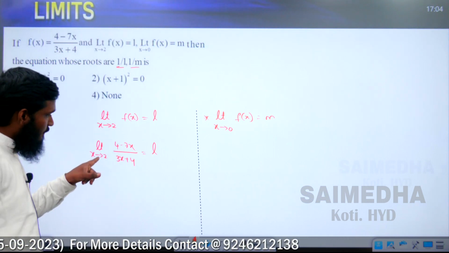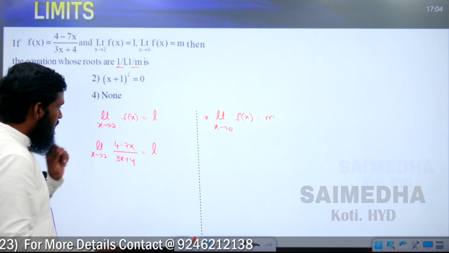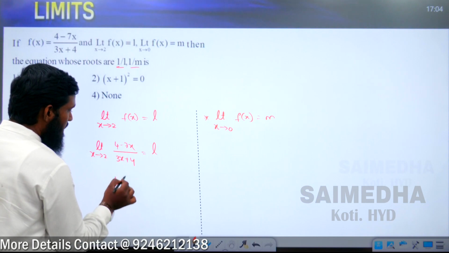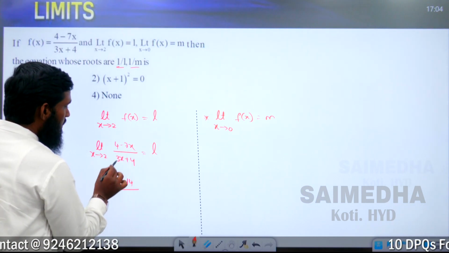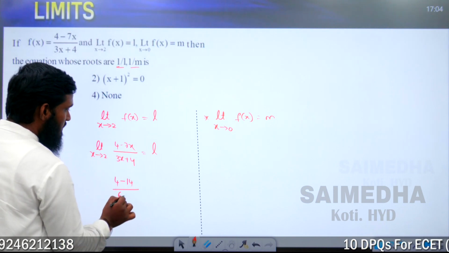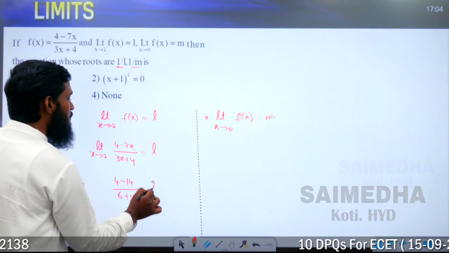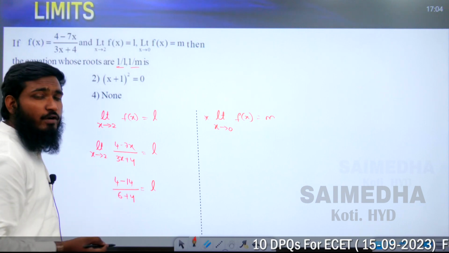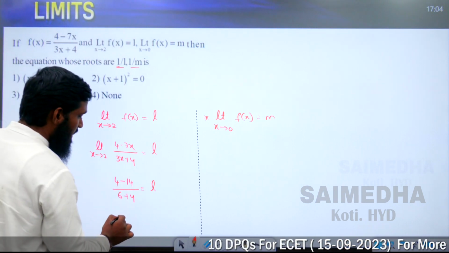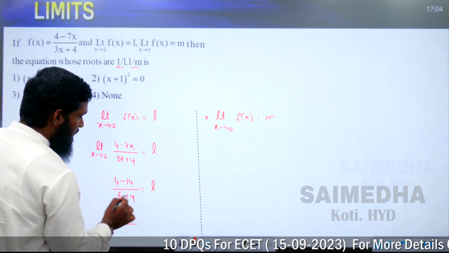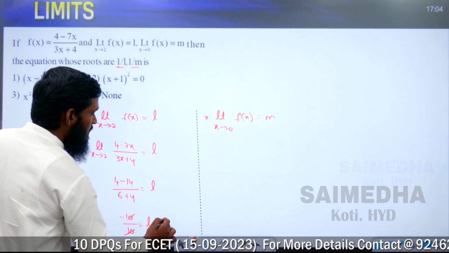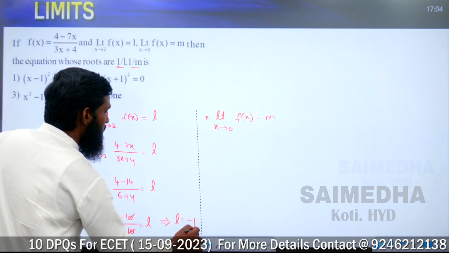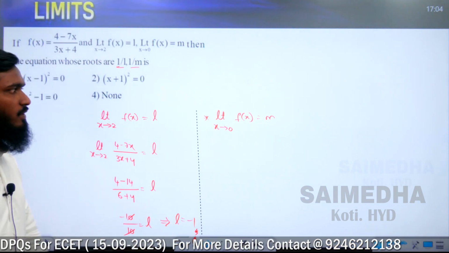If you are applying the limit, in the place of x we put 2. So 4 minus 7 into 2, 7 twos are 14, divided by 3 twos are 6 plus 4, is equal to L. So what are we getting? 4 minus 14 means minus 10. So minus 10 divided by 6 plus 4, which is 10, is equal to L. 10 gets cancelled, which means the L value is equal to minus 1. Okay, L value is equal to minus 1.